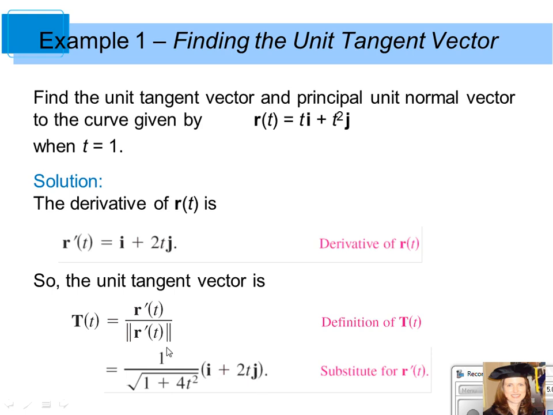Dividing by the magnitude is the same thing as multiplying by 1 over the magnitude. And the magnitude of the vector r prime of t is each component squared, add those together and take the square root. So that's how we get the square root of 1 plus 4t squared. So this is our unit tangent vector. You can go ahead and distribute to the i and the j to see another form of the unit tangent vector.